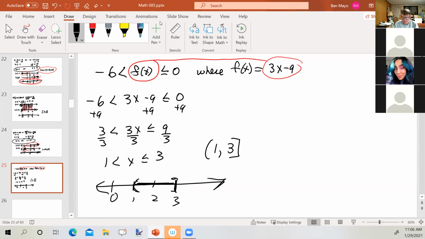All I can figure as to why they're doing this is to just throw some more function notation in there to get you used to it. Okay. All right. Questions before we go on? Okay.